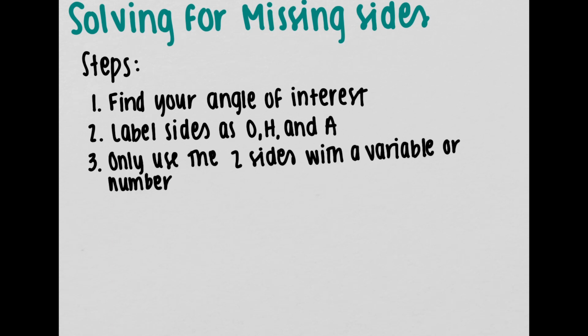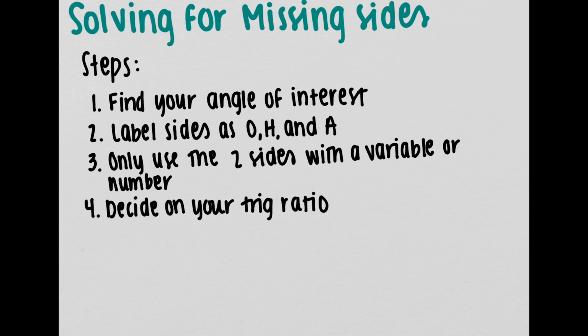Step 3 is where things kind of change. You're going to only use the two sides with a variable or a number. Now, there are three sides to a triangle. Not all three of them are going to have something on them. So even though you label them all as opposite, hypotenuse, or adjacent, we're then going to cross out the one that doesn't have a variable or a number. Based on the two sides you have, of course, in reference to your angle of interest, you're going to decide on your trig ratio. So you're going to decide if we're using sine, cosine, or tangent.